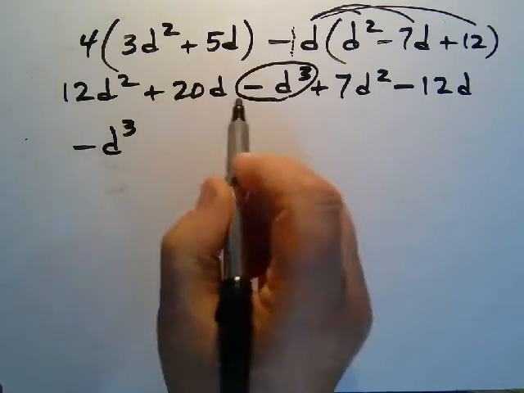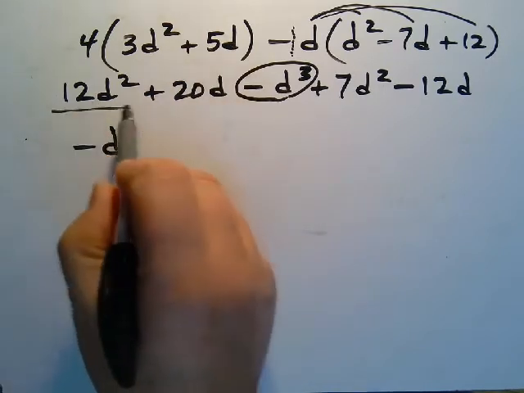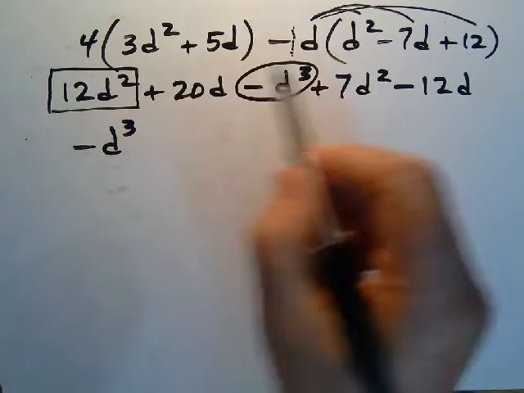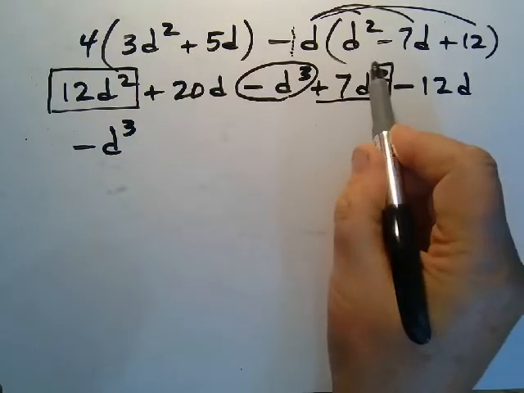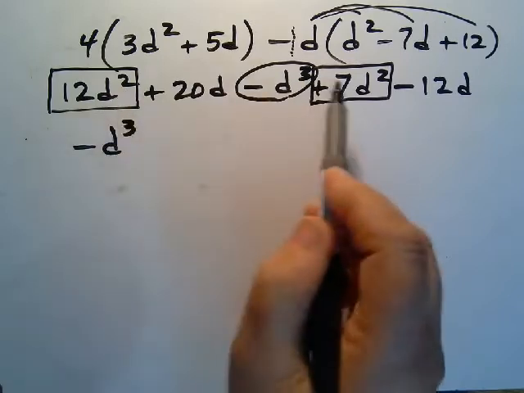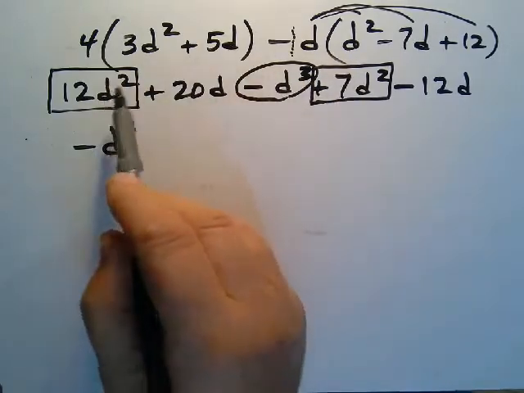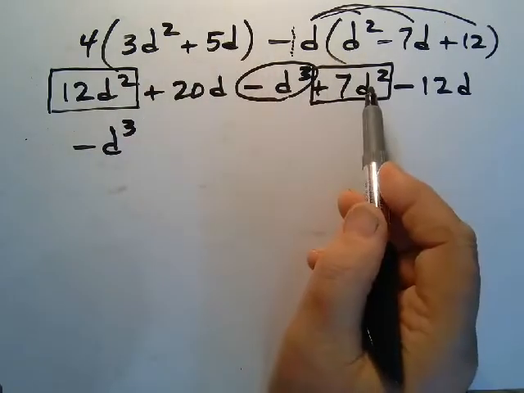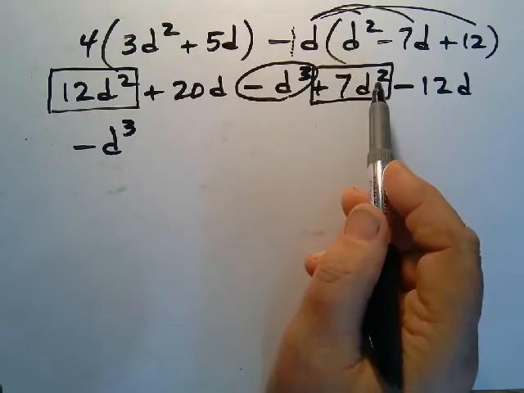Okay, now let's look for the next highest, which would be d to the second. Here's one here. And here's another one. Again, notice I'm putting a box around the sign as well. D squareds can be added together. Now when we add, we do not add the exponents. We add exponents when we multiply.